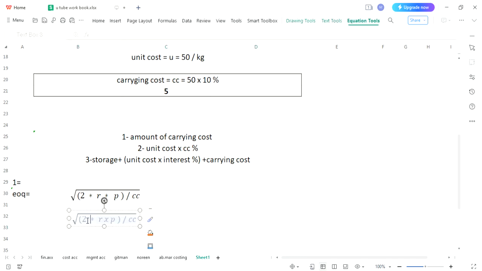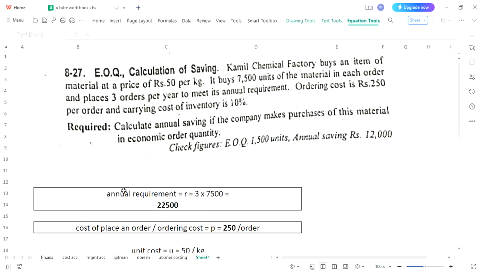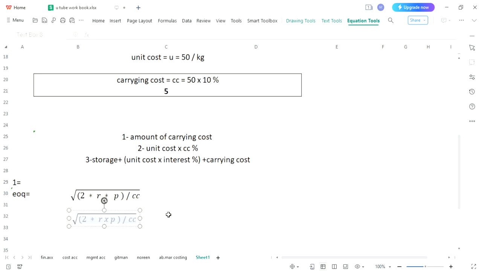Here first 2 is fixed, you don't need to change it. R was your annual requirement, and you can see at first stage you have already mentioned that your annual requirement is 22,500. So in place of R you will be putting 22,500, and then you need to multiply it with cost of place and order. P is what? Cost of place and order.